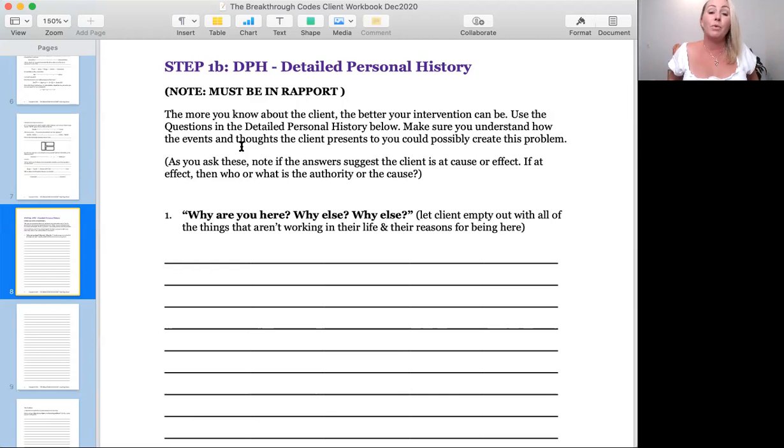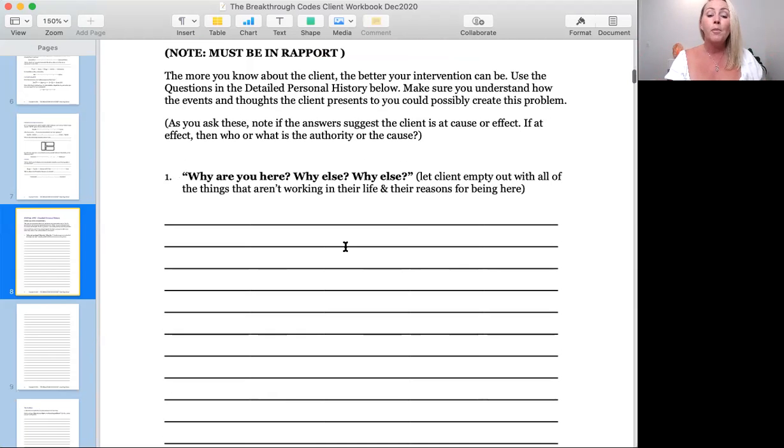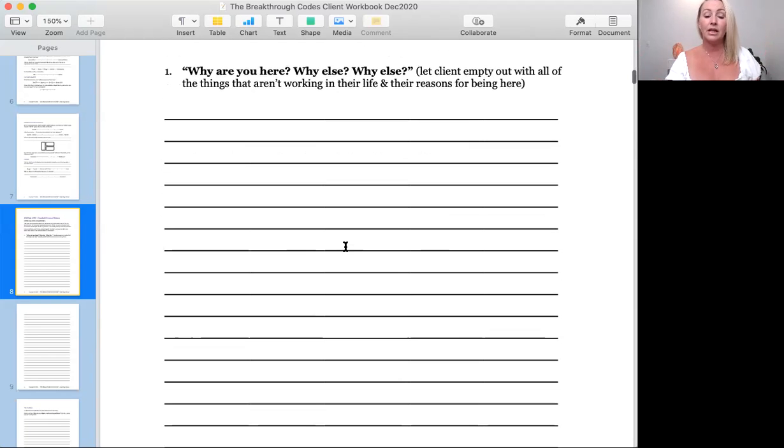So if you're working with a client, then they would say, I'm here because my life sucks. I'm here because I've just got this monkey mind. I'm overthinking and I feel depressed and blah, blah, blah. And why else are we here? Well, I keep fighting with my wife. Oh, why else? Oh, well, I feel like I'm 10 kilos heavier than what I'd like to be, right? So it's whatever it is that they give you, let them dump out and empty out all of the things that are not working in their life. And then you're getting some ideas of where they need support.